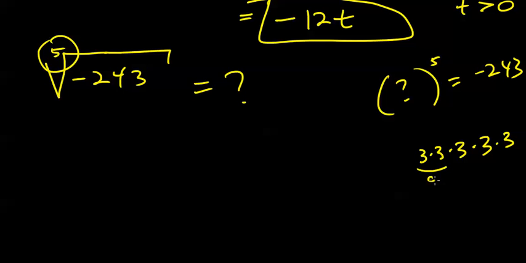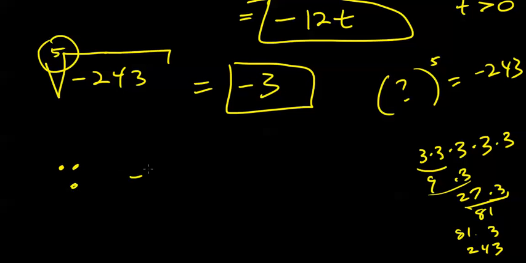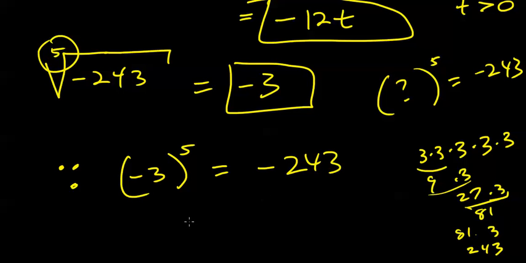Well, 3 times 3 is 9. 9 times 3 is 27. And 27 times 3 is 81. And 81 times 3 is indeed 243. So clearly now this is going to be -3. The fifth root of -243 is -3. I'll call that my final answer, and I say that's true because -3 to the fifth power is -243.